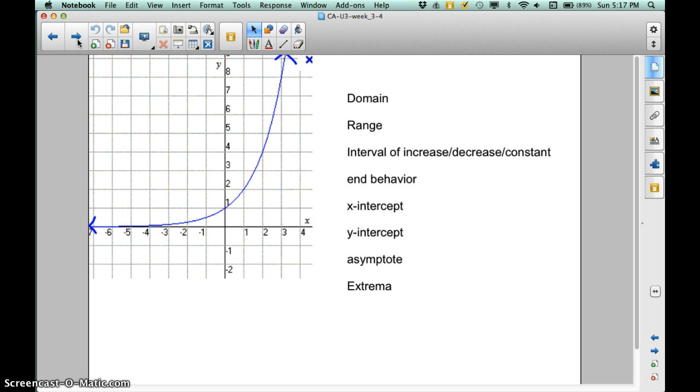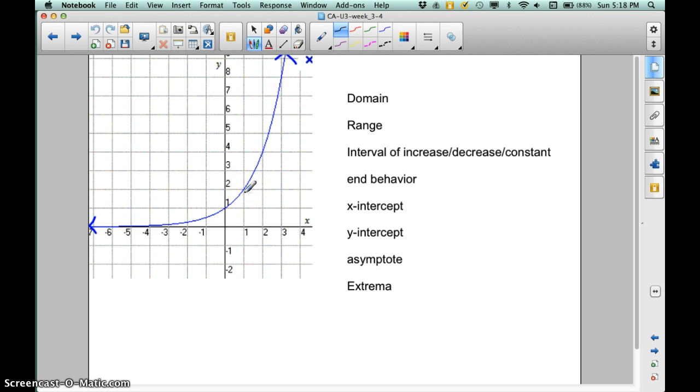When you look at an exponential function, one of the important things to remember is that in this case we're looking at a growth function. Notice that this function is increasing. As x increases, y also increases. And so we have an increasing function, or growth.